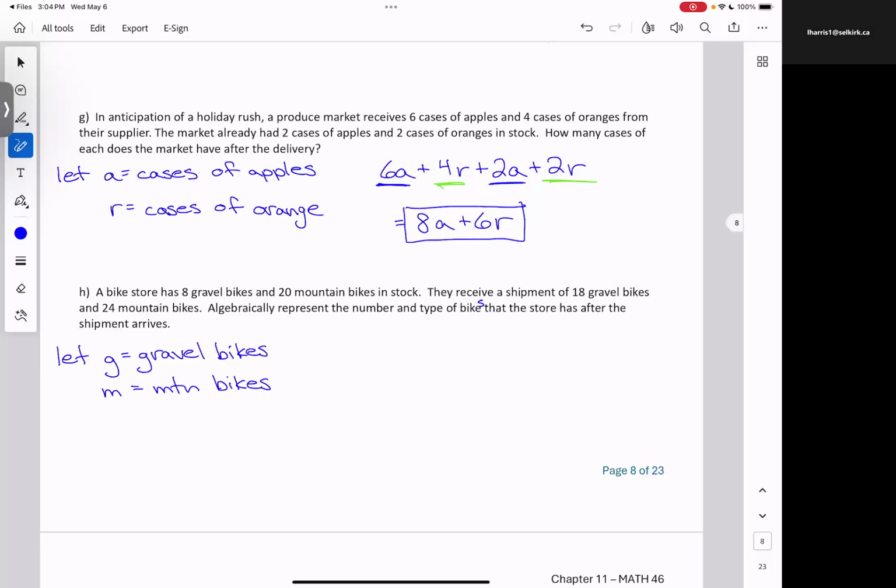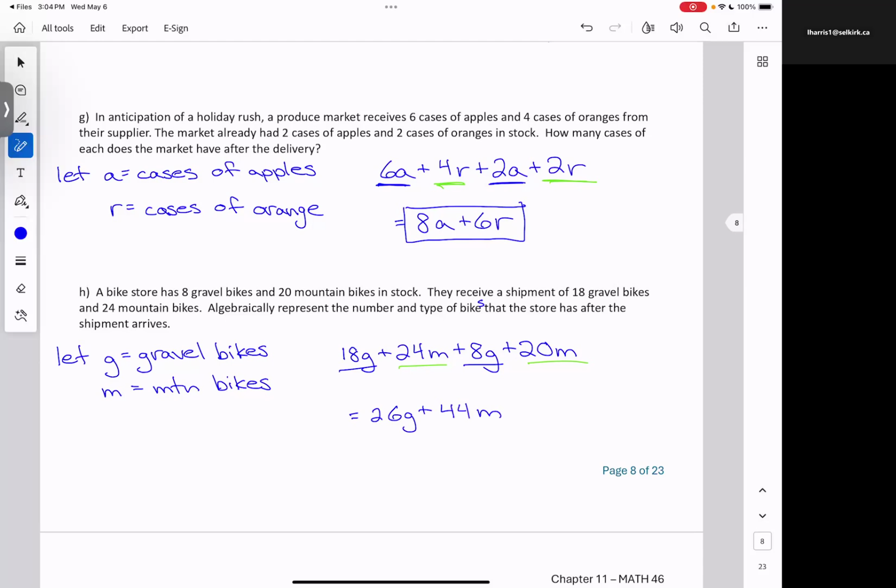So our shipment has 18 G's in it plus 24 M's. Oh, sorry, I missed the first part there. Our bike store originally had 8 gravel bikes, so plus 8G plus 20M. Okay, so that's what we have in total. We can combine our G's and we can combine our M's. And so we get 26 G's plus 44 M's.